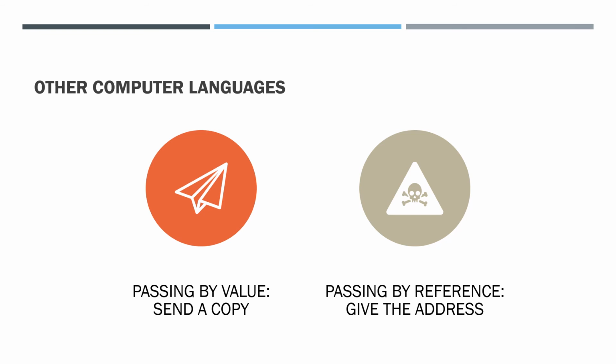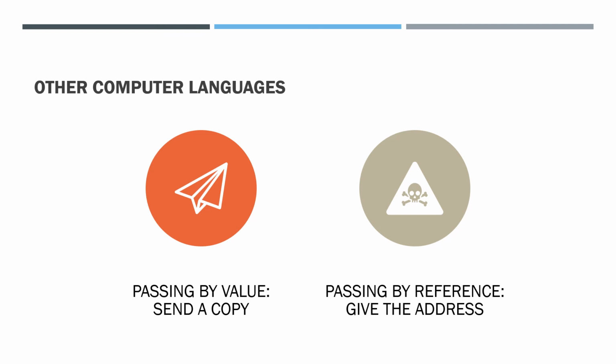Other computer languages offer another possibility, and this might come up in the exam. This is an alternative to using local and global variables. When you pass a parameter to a function or procedure, you can pass it by value or by reference. If you pass a parameter by value, you're sending a copy to the function or procedure, and that is the safest way to do it, because the function or procedure won't be able to alter the values in the main program.